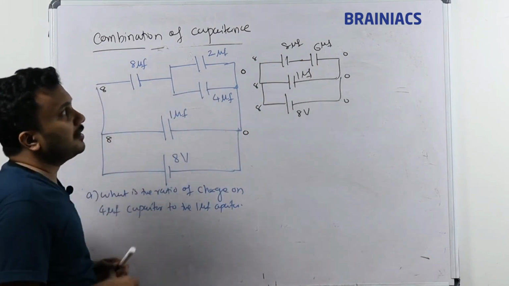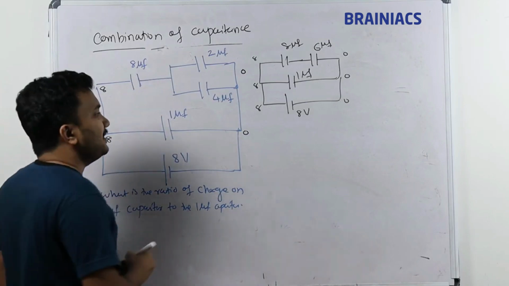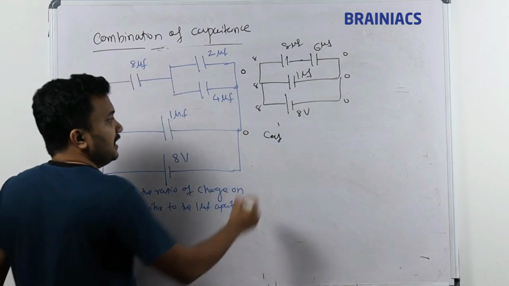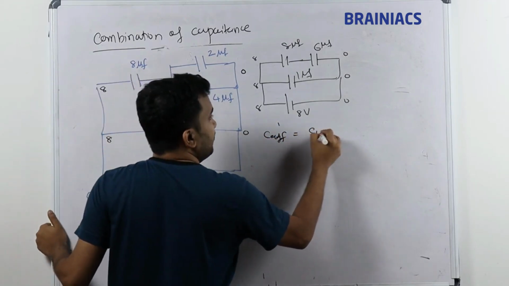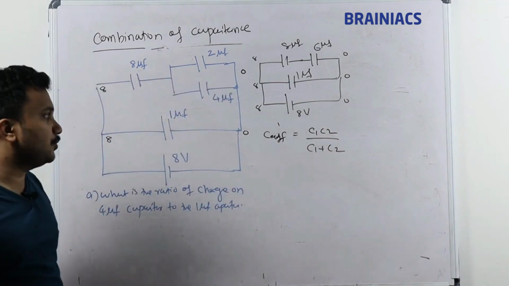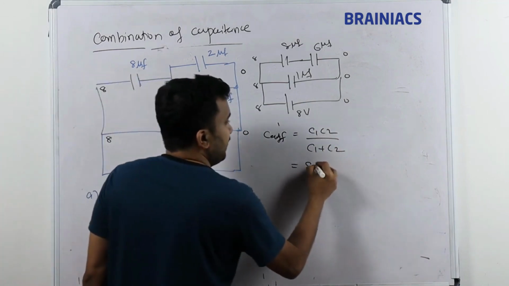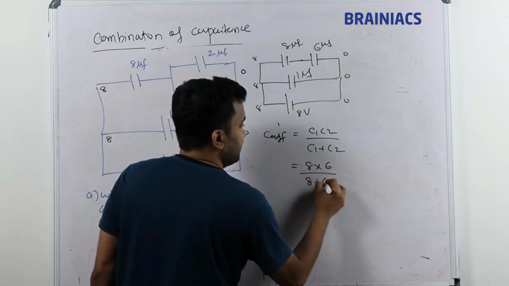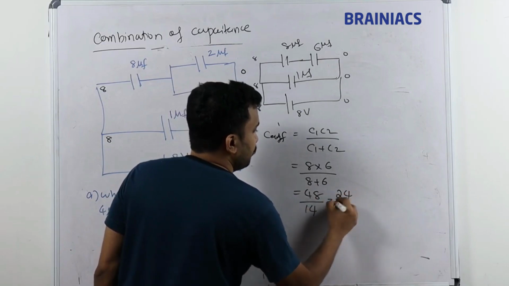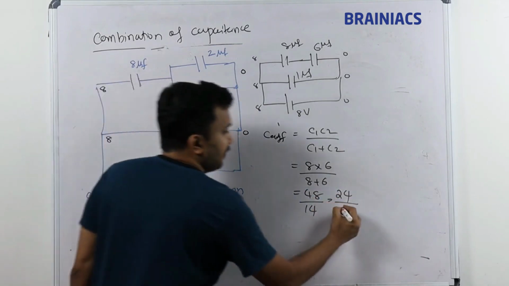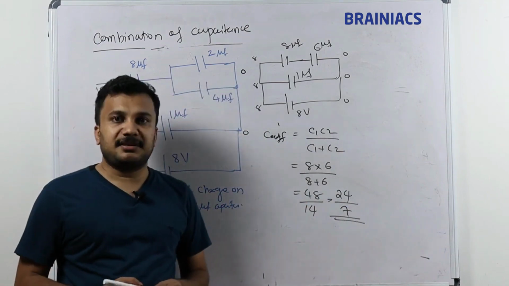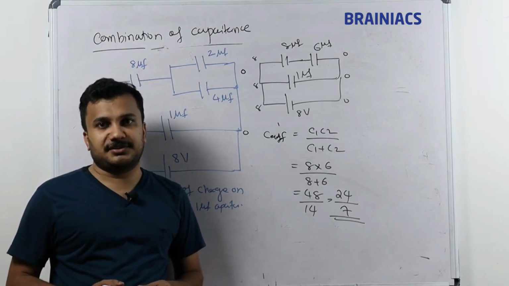Next one. What is the total capacitance on the upper block? Upper block, it is a series connection. So for the upper block, C effective dash I am placing. C effective dash is equal to C1 C2 divided by C1 plus C2. So 8 into 6 divided by 8 plus 6. 48 divided by 14. Cancelling by 2, so 24 divided by 7. 24 divided by 7 is the equivalent capacitance.